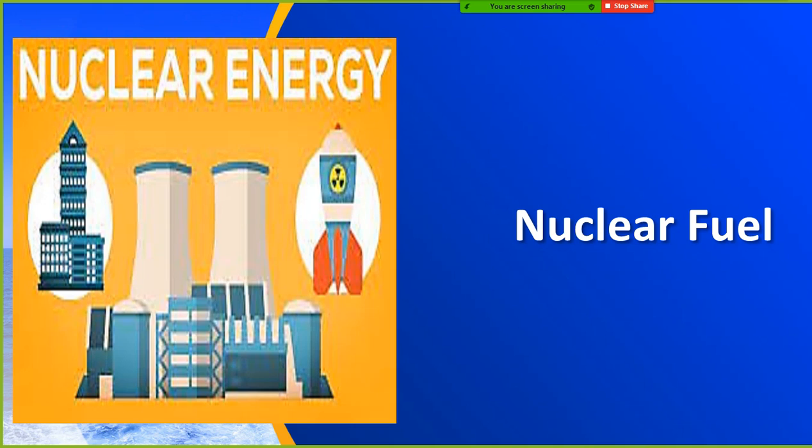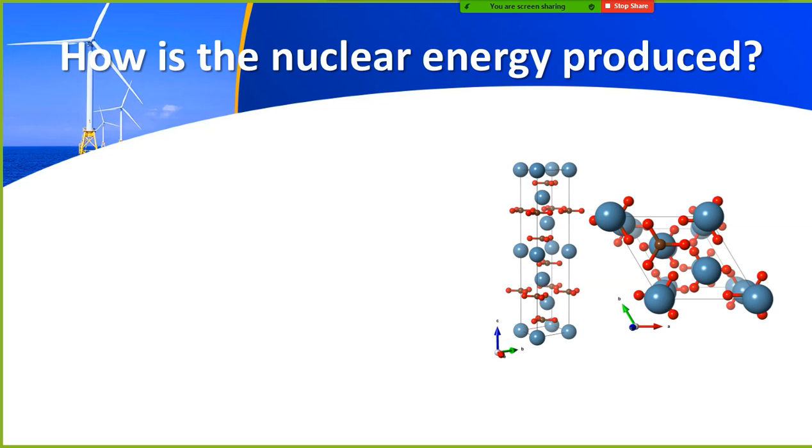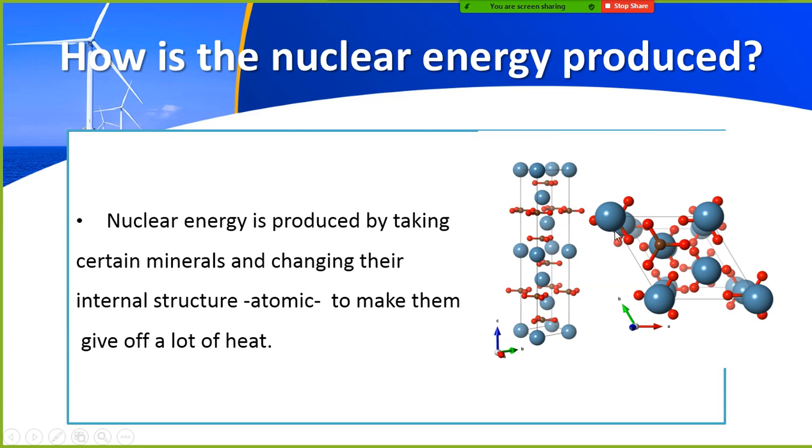It's the nuclear fuel. Of course, you have heard about nuclear fuel or nuclear energy before. And how is this energy produced? Nuclear energy is produced by taking certain minerals and changing their internal structure. That's why it is not natural elements. Yes, maybe those minerals are natural from the beginning, but when they play with its structure, they change the atomic structure of it to make it give off a lot of heat.